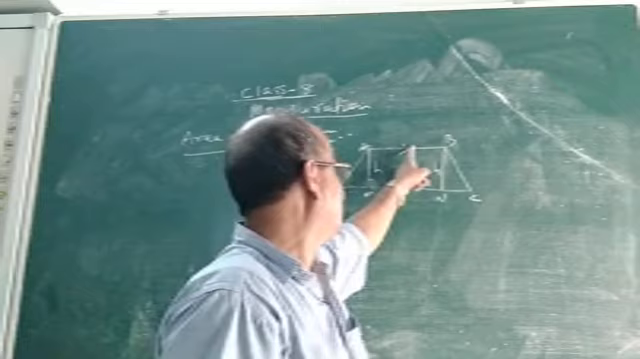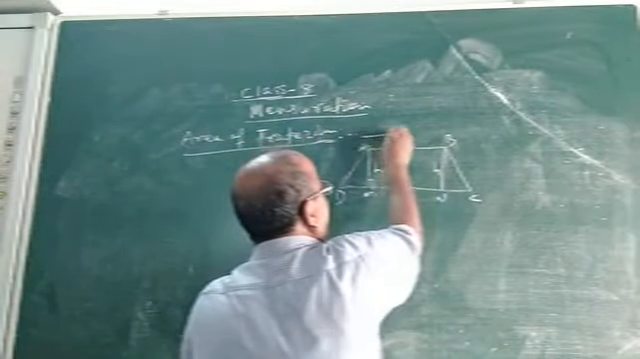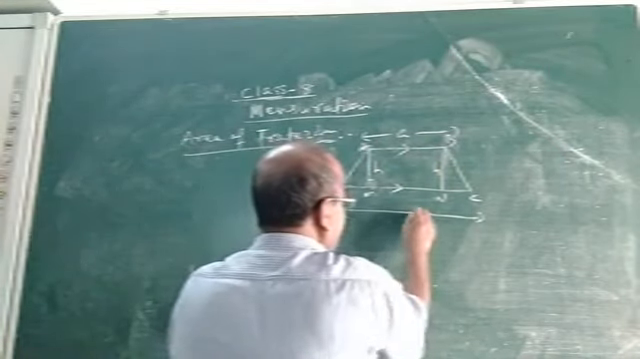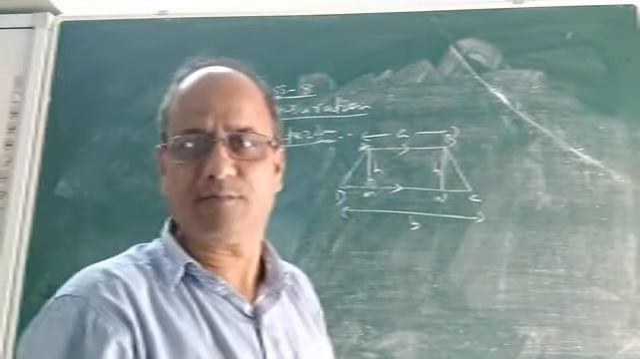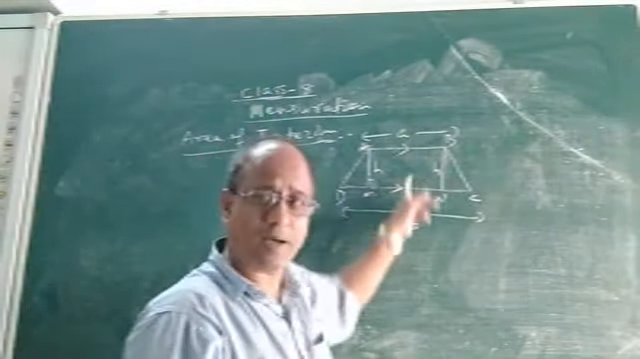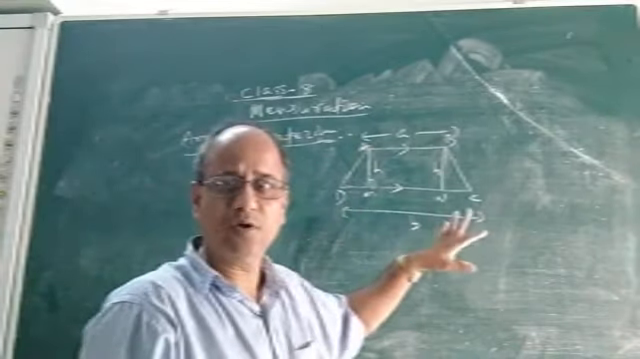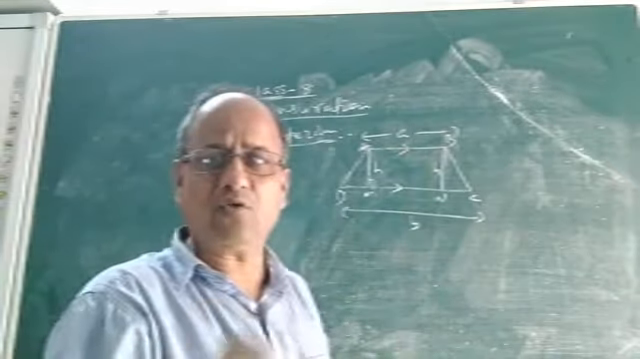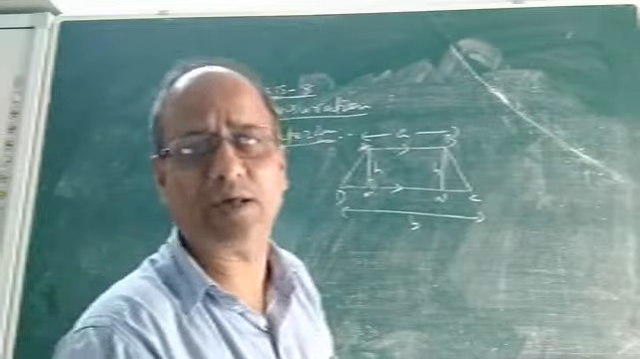AB and DC are opposite sides, and they are parallel. Suppose you are given the length of this parallel side AB as A, the length of the parallel side DC as B, and you are given the altitude. How do we find the area of the trapezium? In a trapezium you are given the length of the two parallel sides and the perpendicular distance between them, that is the altitude. What is the formula? Let us derive it. We can easily derive it.